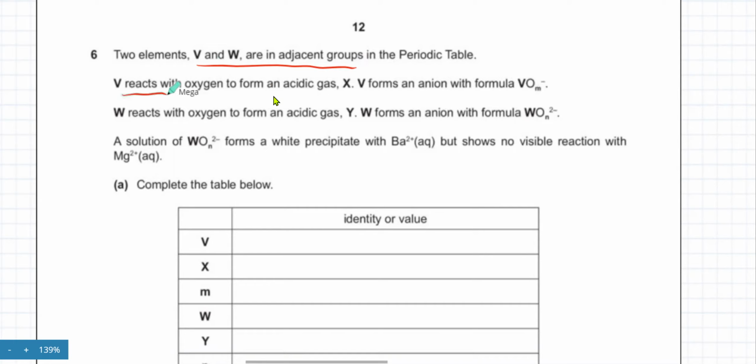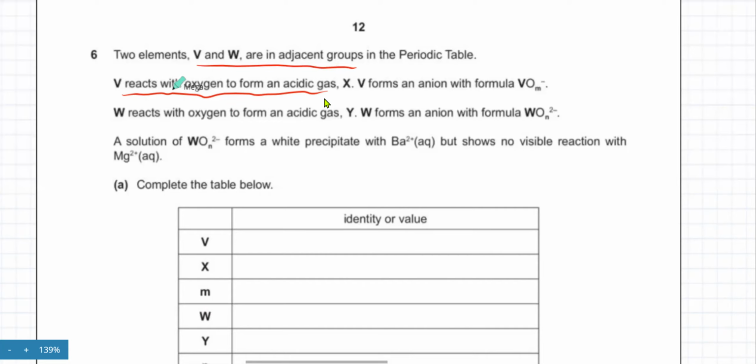So, what is the meaning of adjacent? Like groups. Adjacent. If V is in group six, then W would be in group seven. So that would be parallel, right? Not. Yes, adjacent, side by side, okay. So V reacts with oxygen to form an acidic gas.